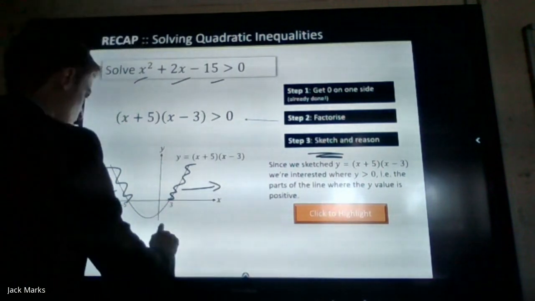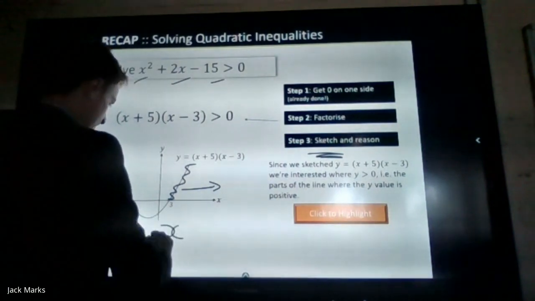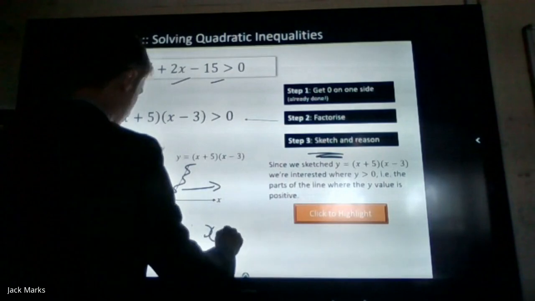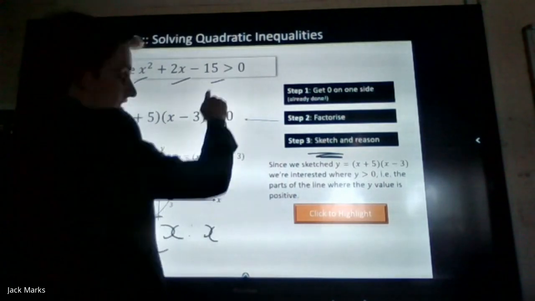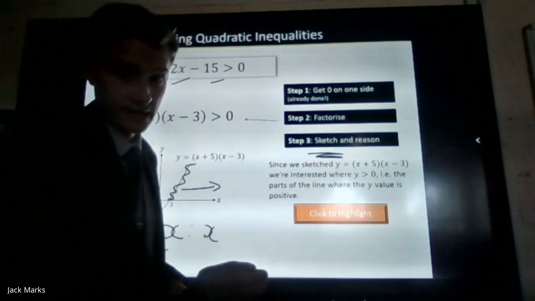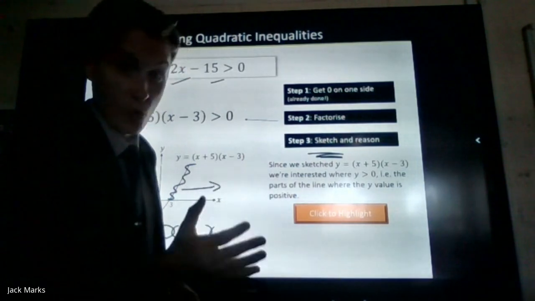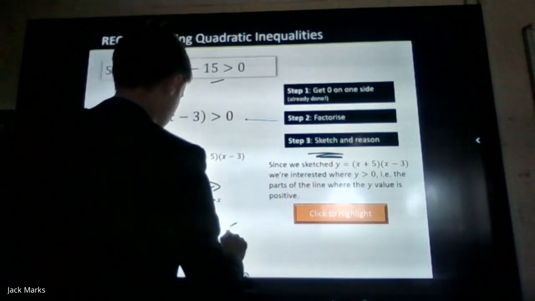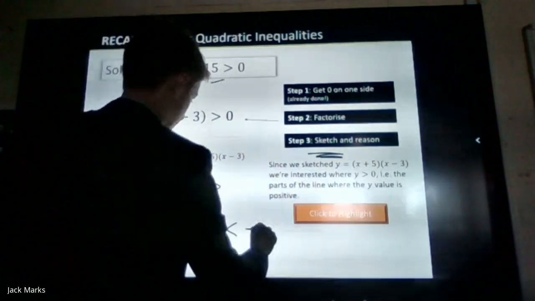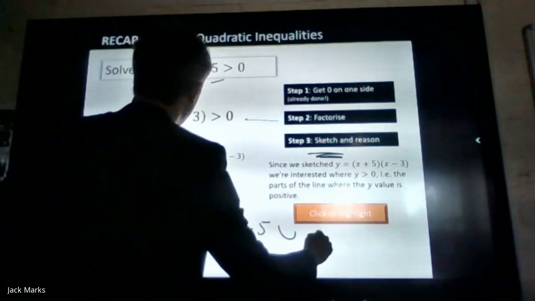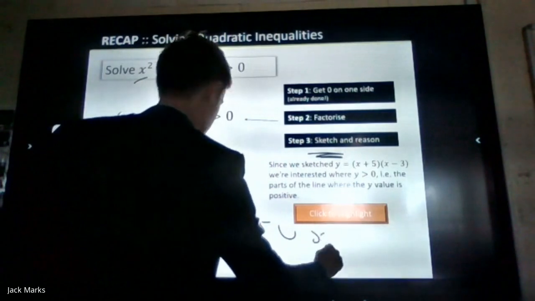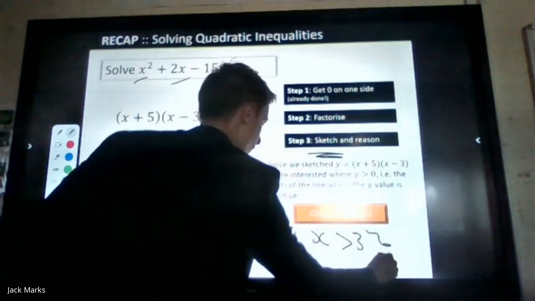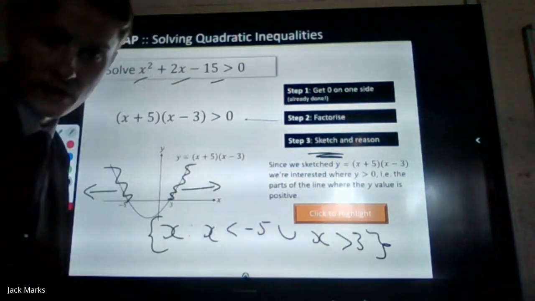Set notation would be a good way to do it. So the rule for x is that x needs to be less than, not less than or equal to, less than. Okay, sometimes it could be or equal to. You must get the inequalities exactly right. So x is less than minus 5 union x is greater than 3. Okay, that's what we're looking for.